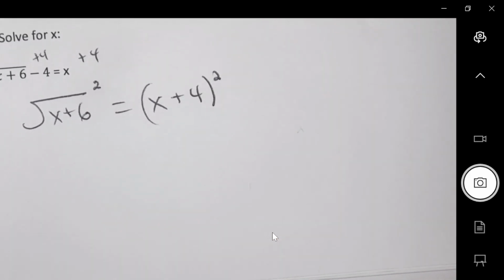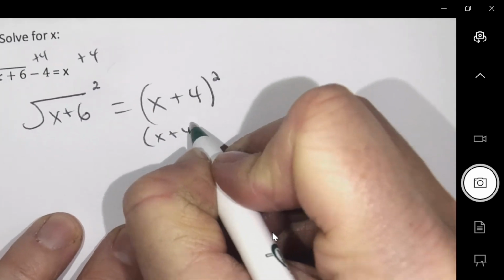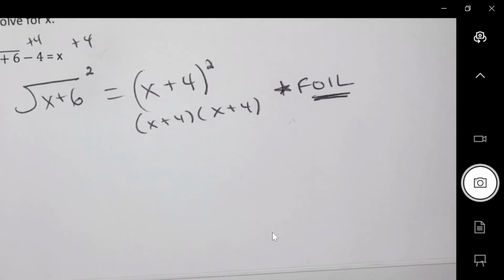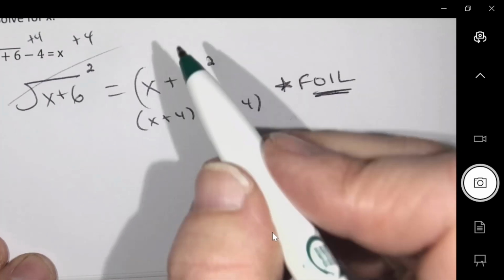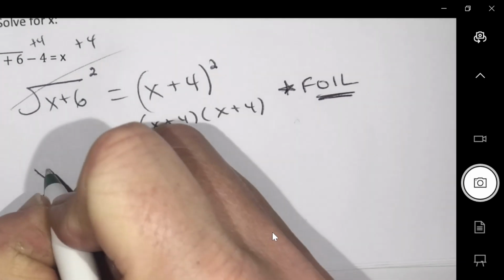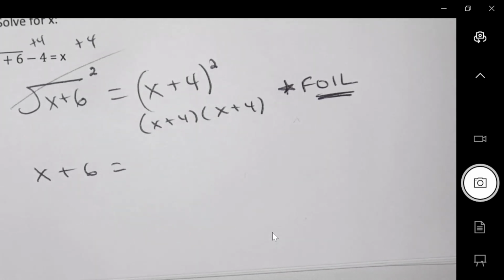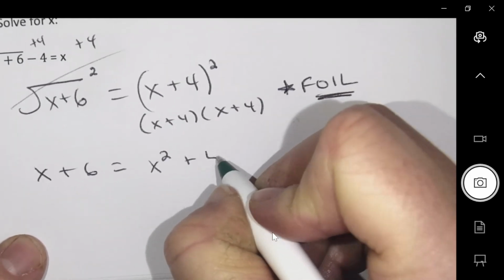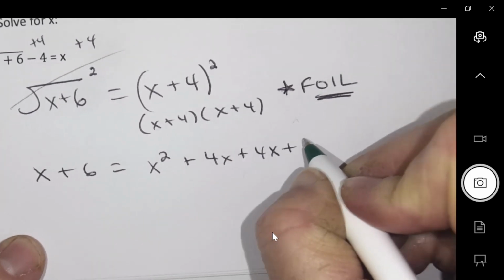I have to square it as a unit. I'm not squaring one thing, I'm not squaring just two things, I'm squaring it as a unit. Which means FOIL. Okay, do you see how you're always going to keep running into that math idea? When you square a binomial, FOIL. Okay, on the left, it's nice and easy. Those would just cancel. So x plus 6. On the FOIL, you get x squared plus 4x plus 4x plus 16.